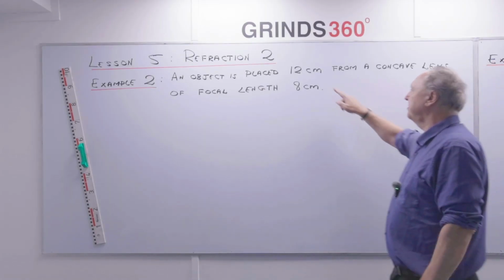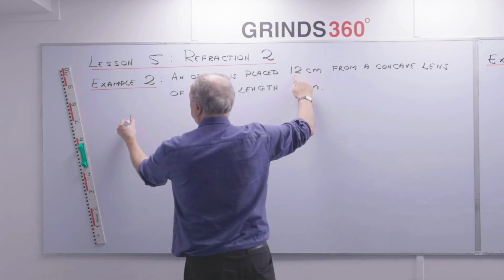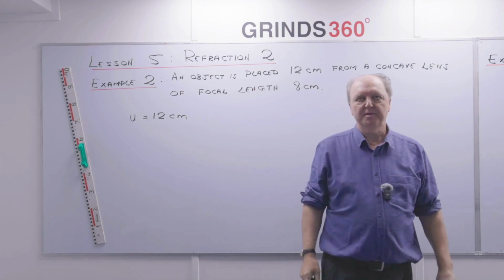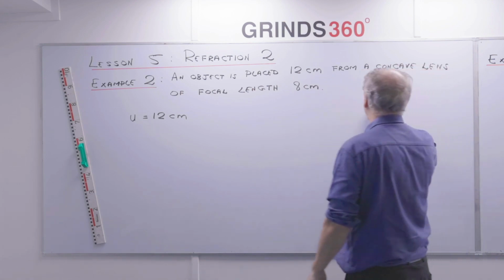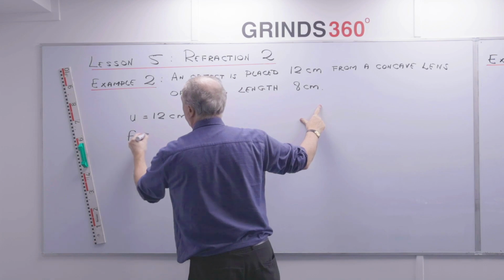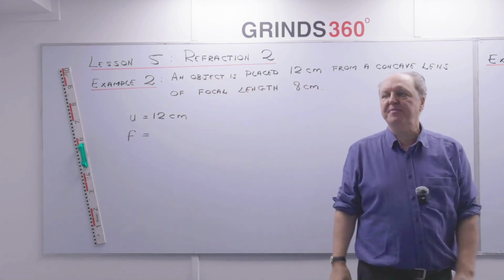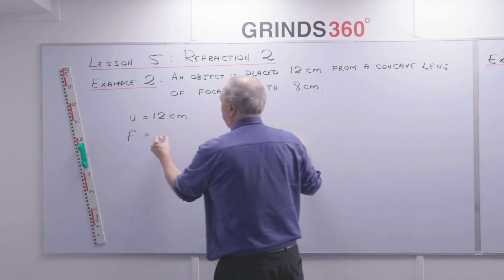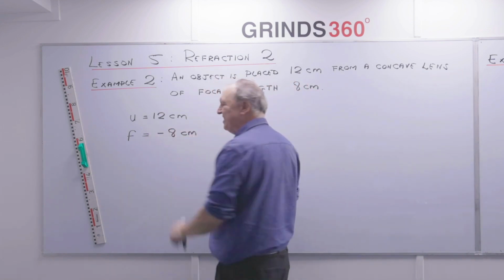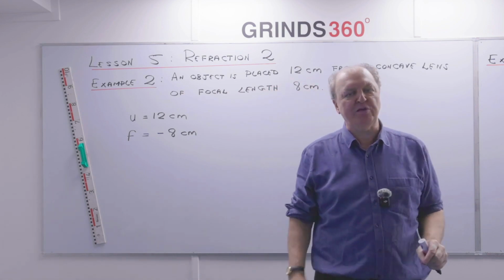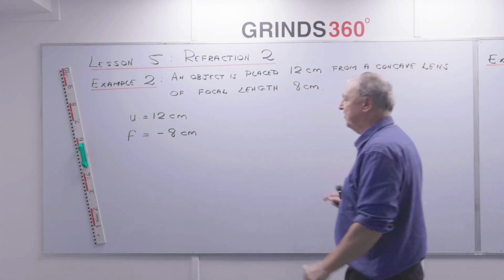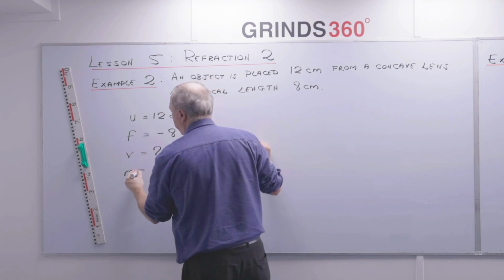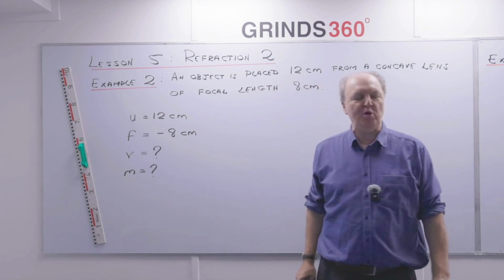So what's my information? U, the object distance, is 12 centimeters. U is always positive. It'll never be negative. F, focal length. That focal length is minus 8 centimeters. You have to put in the minus. So getting the signs right here is absolutely crucial. I'm looking for V, and I'm looking for the magnification. They're the two things that I'm looking for.